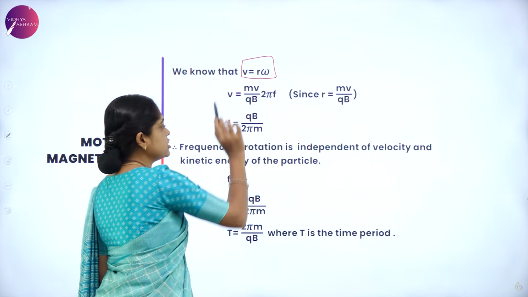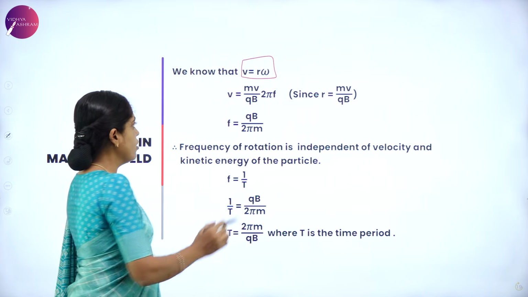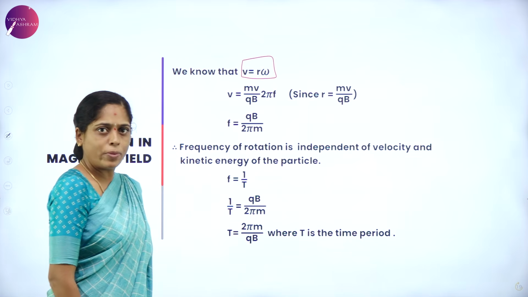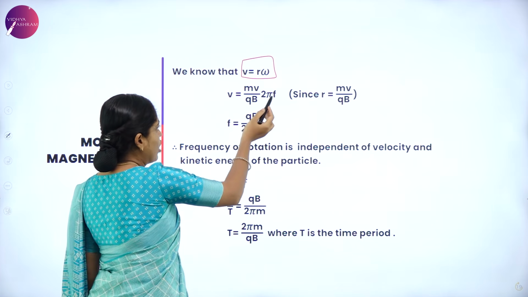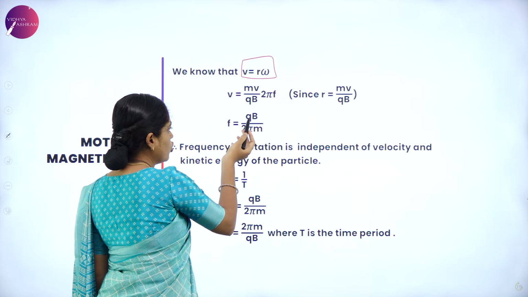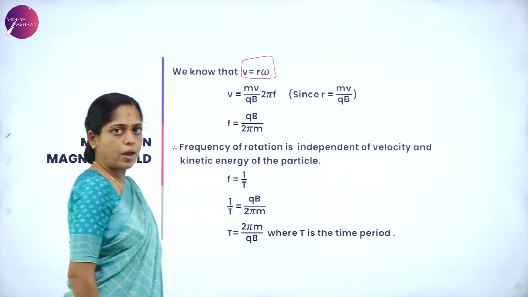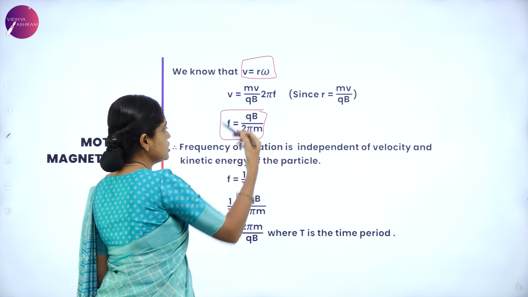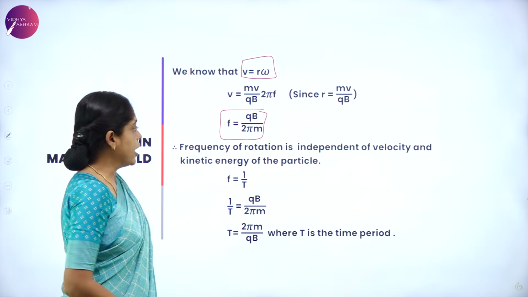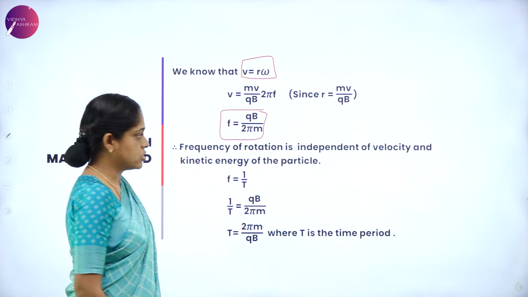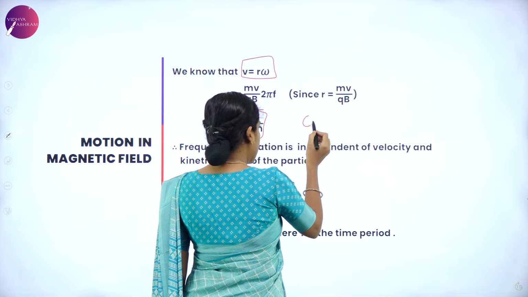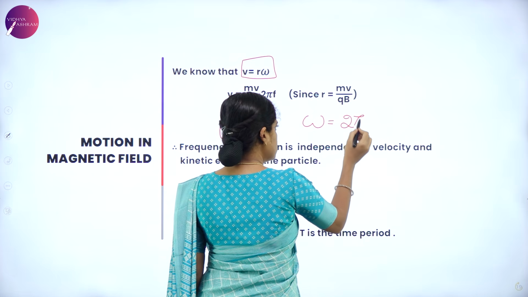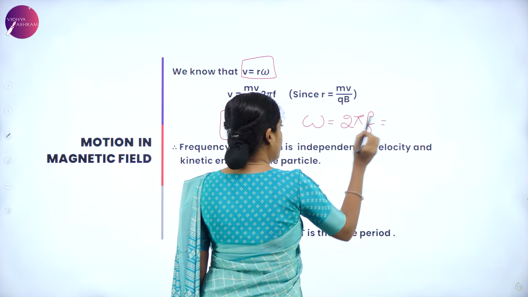Now you know the expression for the radius of the circular path, which is mv by qB, and omega is related to 2 pi f. So from this, f is equal to qB by 2 pi m, where q is the charge, B is the magnetic field, and m is the mass of the charge.